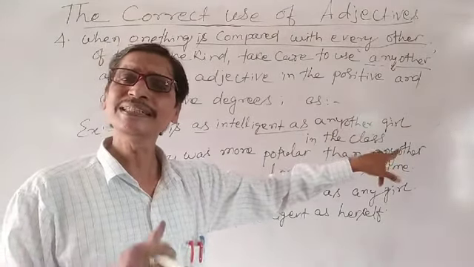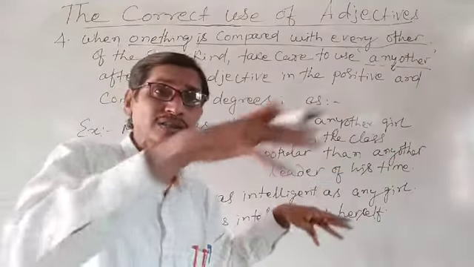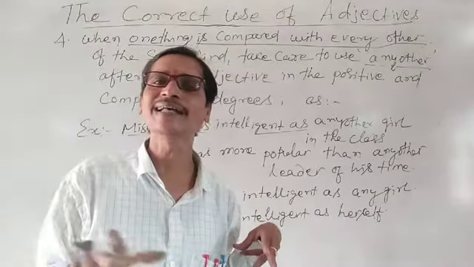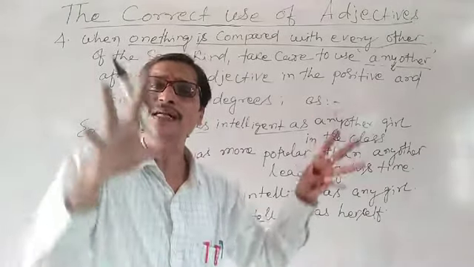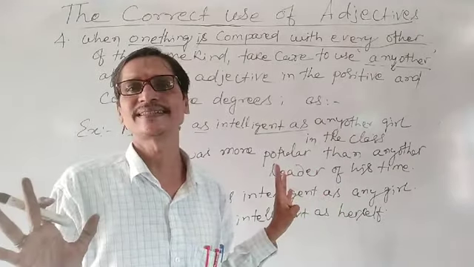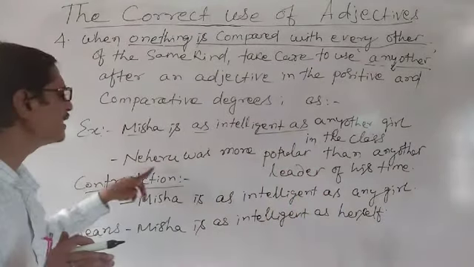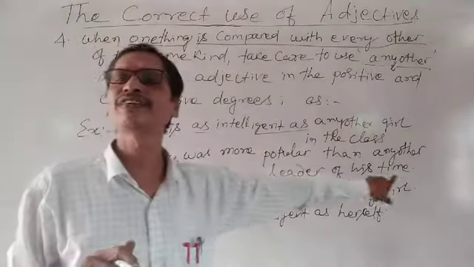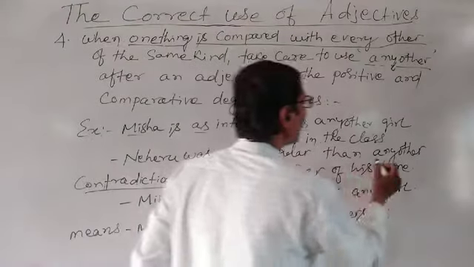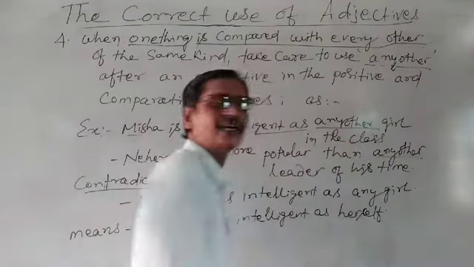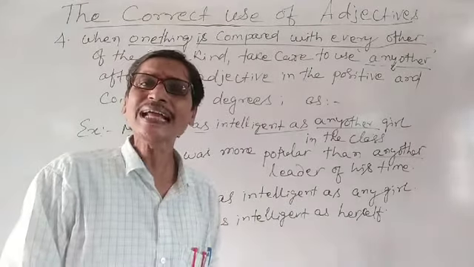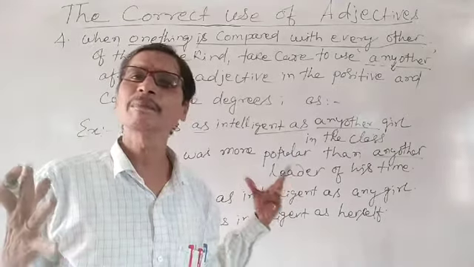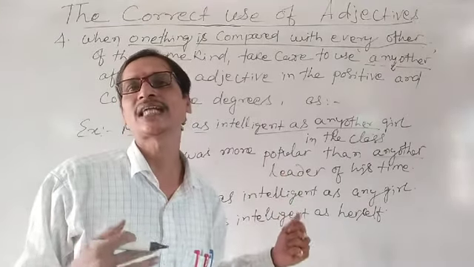That means Misa is intelligent, like other girls are also intelligent. So Misa is compared with every individual girl in the class. All are similarly intelligent. So similarly, Nehru was more popular than any other leader of his time. So we have used any other girl, any other leader of his time. Like other leaders were more popular, Nehru was also similarly popular during his time.